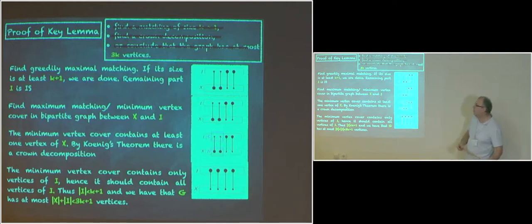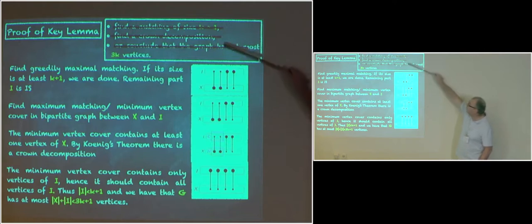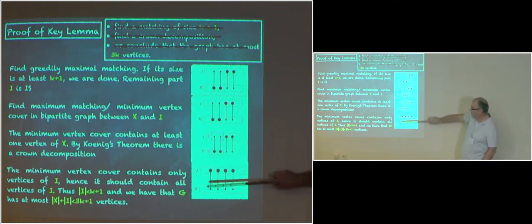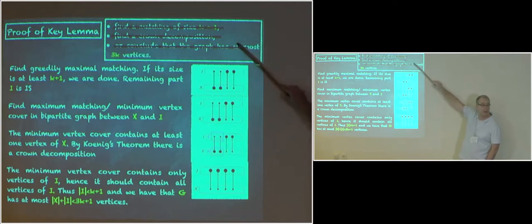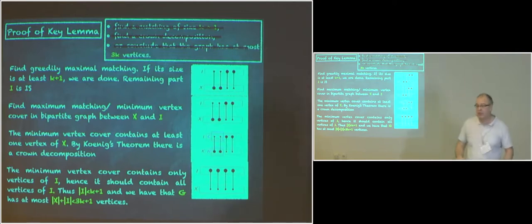Right? So once again, what I'm doing, I construct a maximal matching, and then I look at the vertex cover in the bipartite graph, which is obtained by the vertices of the matching and the remaining vertices. Now, in one case I am able to construct a crown decomposition, or in the other case I know that the size of my graph is at most 3k. So this is exactly what the lemma was saying.